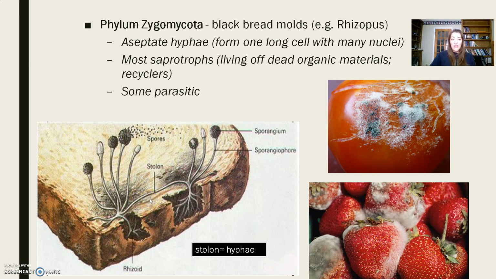Now these guys live off of dead organic materials, as the recyclers. Most of them are just living out in the environment, doing their own thing. However, there are some that can be parasitic, but we won't go into detail about that. Most of these guys are saprotrophs that live on their own, eating dead organic material.